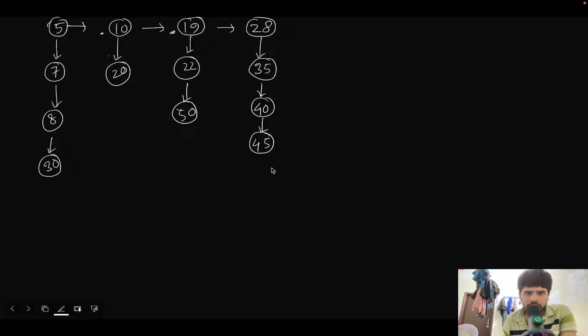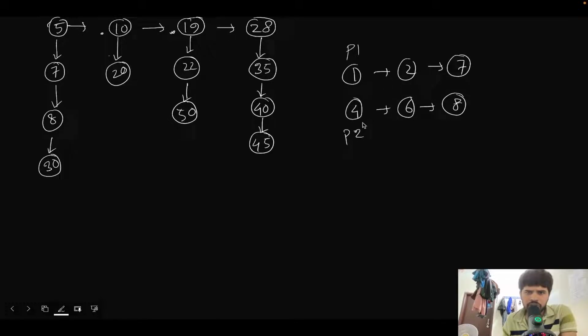Let me show you. So if we have two linked lists, something like this, 1, 2, 7, and 4, 6, 8. How can we merge these two sorted lists? We'll use two pointers. P1 will point here, P2 will point here, and we'll create a dummy node. And here we'll take the minimum. So the minimum is 1. Let's take it here and move P1 to the next.